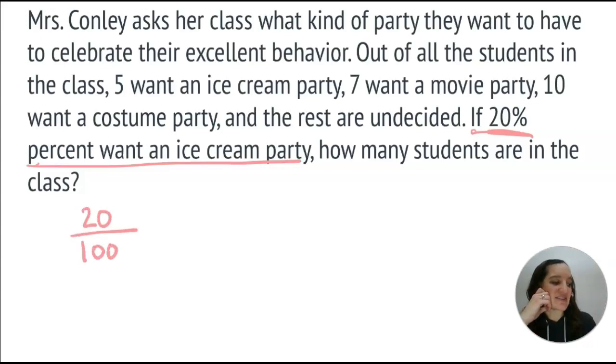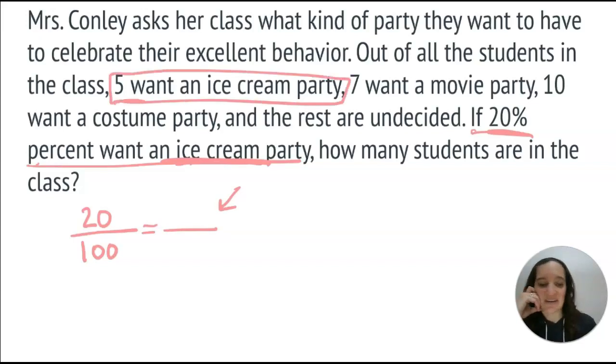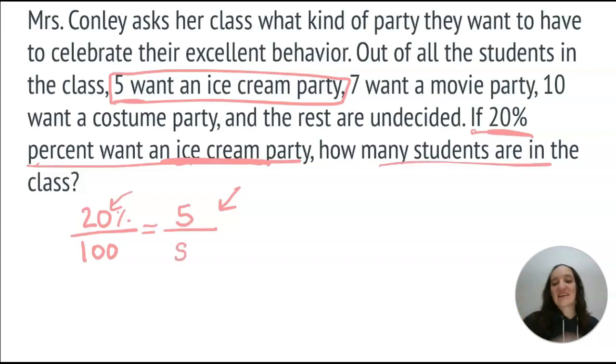It is the percent that want ice cream. So if this is the percent that want ice cream, then I need to have the part that like ice cream, right? And it was 5 people wanted an ice cream party. And that's just the part that wanted ice cream, right? The 20% part that wanted ice cream. I'm going to leave that there. And it's asking how many total students are in class, right? So it makes sense that the whole is what we're looking for.